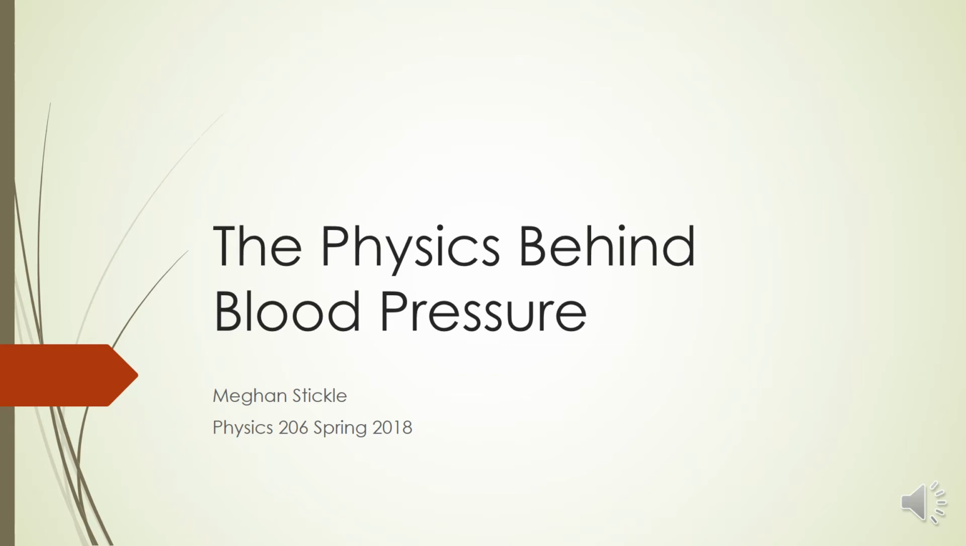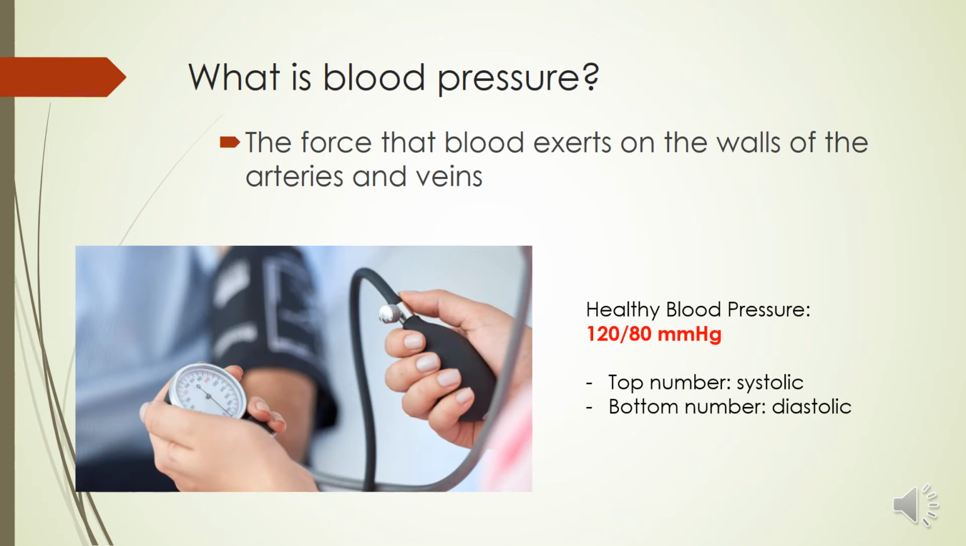The physics behind blood pressure. Blood pressure is defined as the force that blood exerts on the walls of the arteries and veins. A healthy blood pressure is considered 120/80 millimeters of mercury.